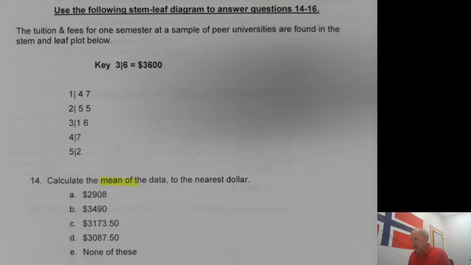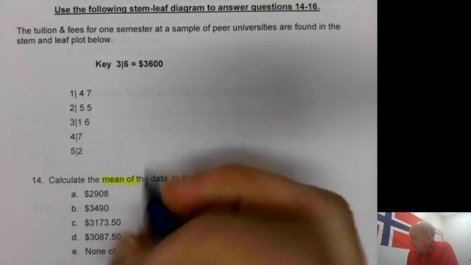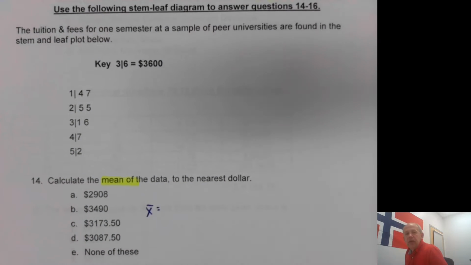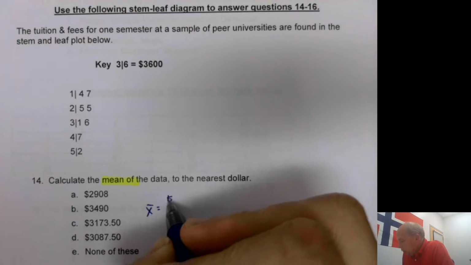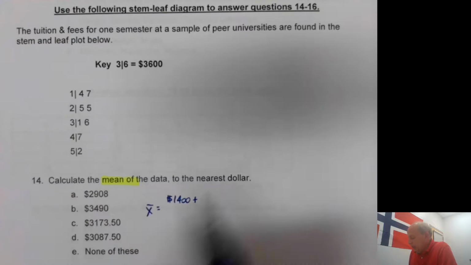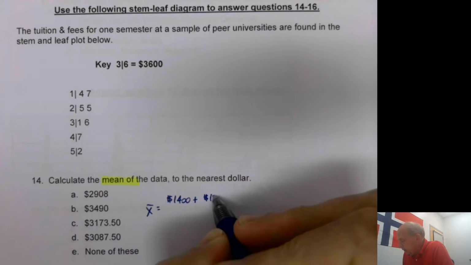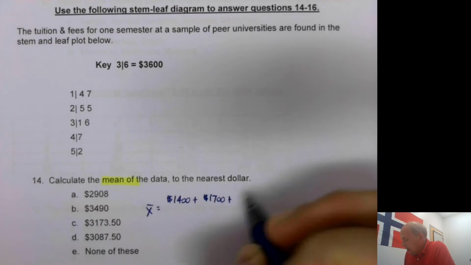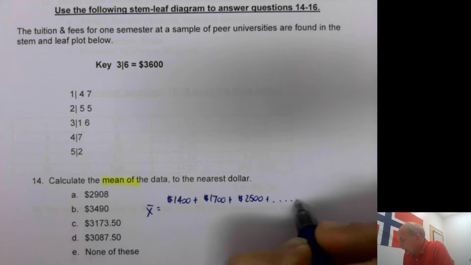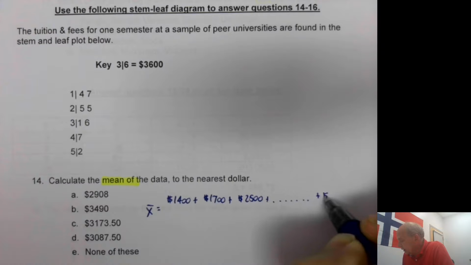Here is the actual data set. What we want to do for number 14 is calculate the mean, or the average. So what I'm going to do is add up the first data point, which is 1400, to the second data point, to the third data point, and I will just keep going until I get to the end, $5,100.